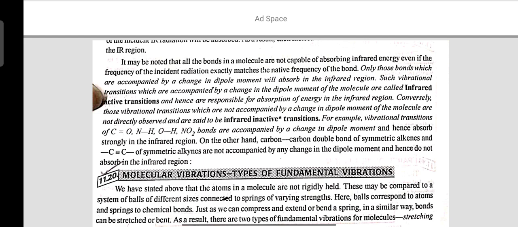Such vibration transitions, which are accompanied by a change in the dipole moment of the molecule, are called infrared active transitions, and hence are responsible for absorption of energy in the infrared region. Conversely, those vibration transitions which are not accompanied by a change in the dipole moment of the molecule are not directly observed and are said to be infrared inactive transitions.